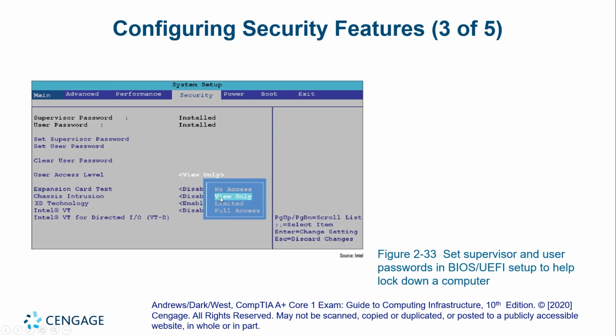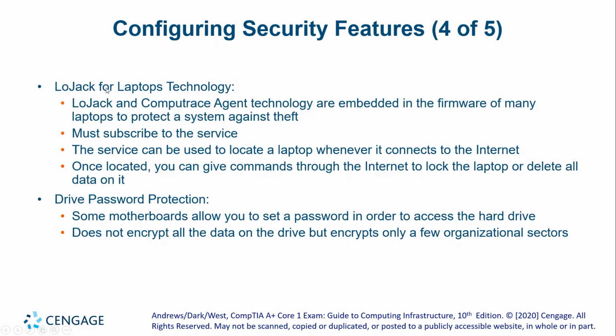So basically this is where you would set up that configuration. You'd set it up under security in the BIOS. LoJack laptops, generally this is important because they're easy to steal, and so CompuTrace technologies are embedded within the motherboard to protect the system against theft. You must subscribe to a service, so you don't just enable it, you also have to subscribe to LoJack. The service can be used to locate a laptop anytime it boots up and connects to the internet, and once located you can give commands through the internet to lock the laptop or delete all the data on it, things like that. Some motherboards allow you also to set a password in order to access the hard drive.